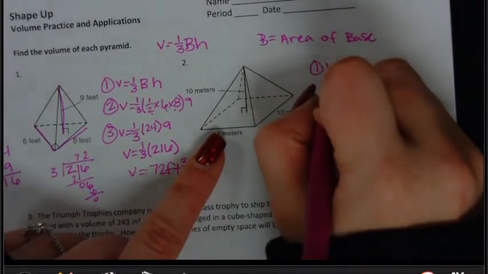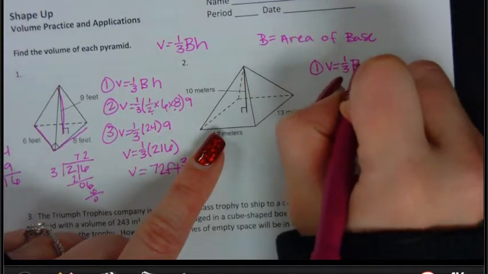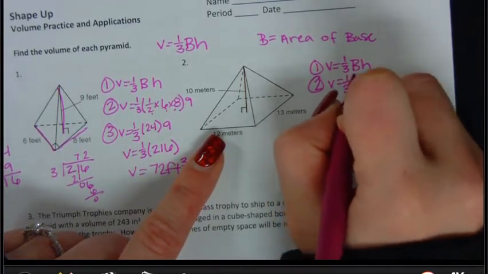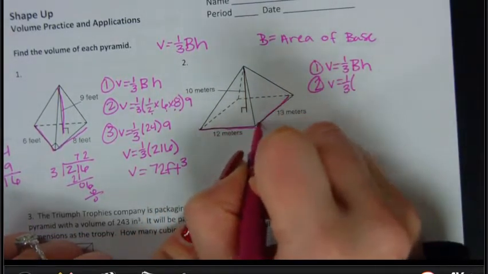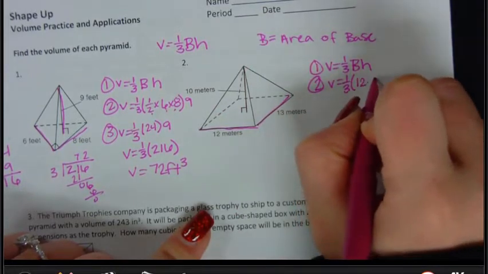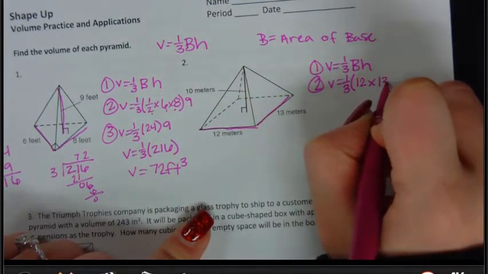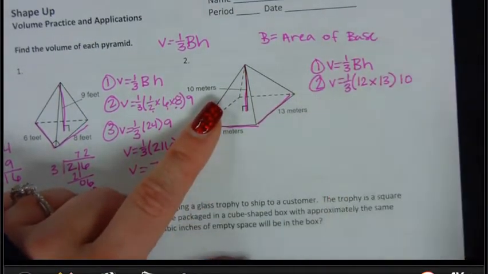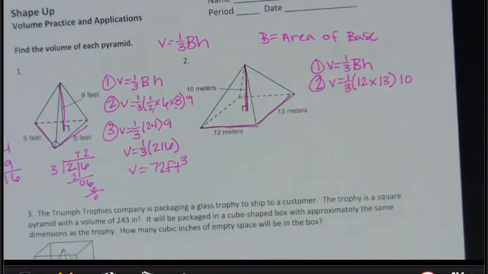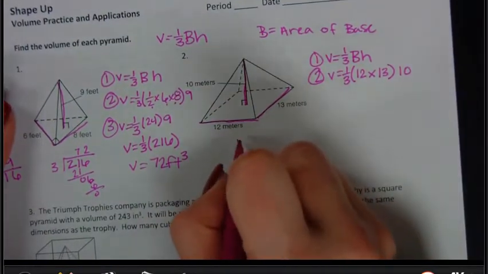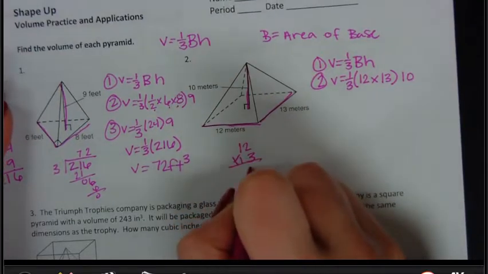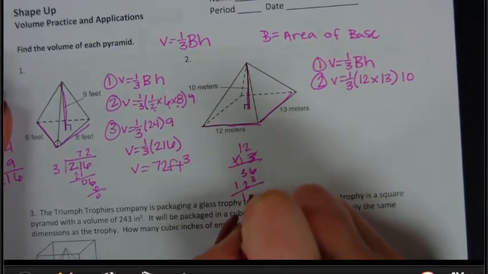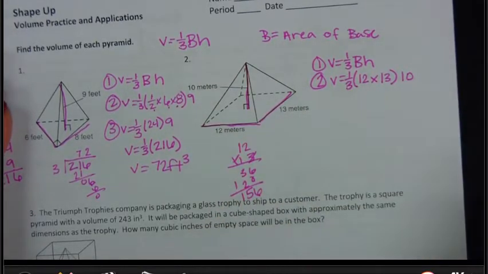So remember, first step, volume is equal to 1/3 capital B times H. Second step is to fill in my information. Well, it looks like my base is a rectangle, and to find the area of it is just base times height, so 12 times 13. And then I need to multiply it by the height of my pyramid, which is 10. So let's go over here. 12 times 13, 3 times 2 is 6, 3 times 1 is 3. Placeholder, 2, 1, so I'm going to have 156.